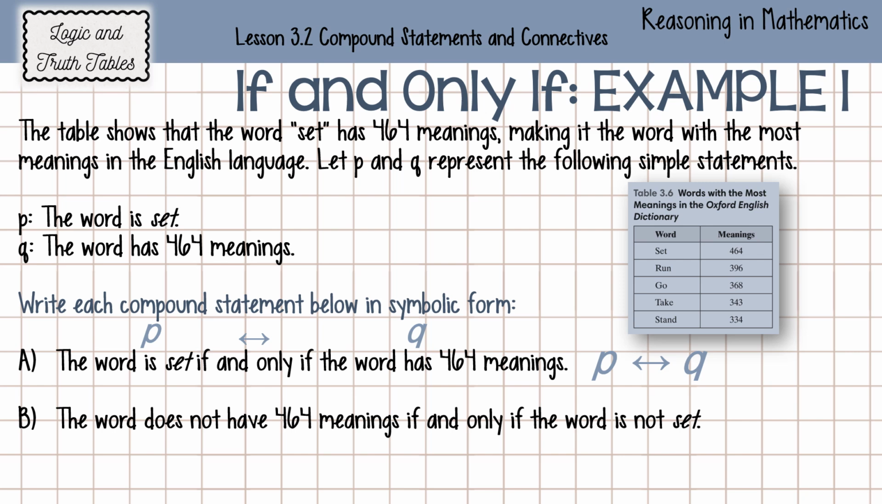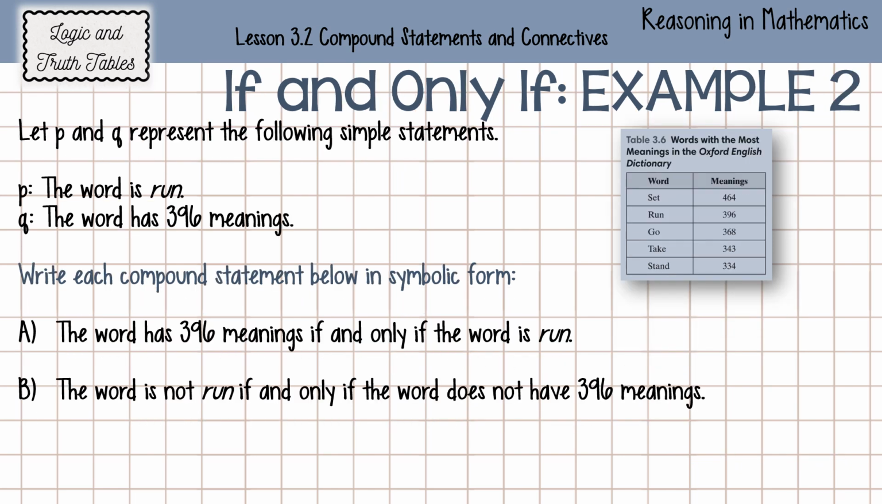The word does not have 464 meanings, so we are negating Q, if and only if, two-way implication. The word is not set, so we're negating P. So that's not Q if and only if not P.